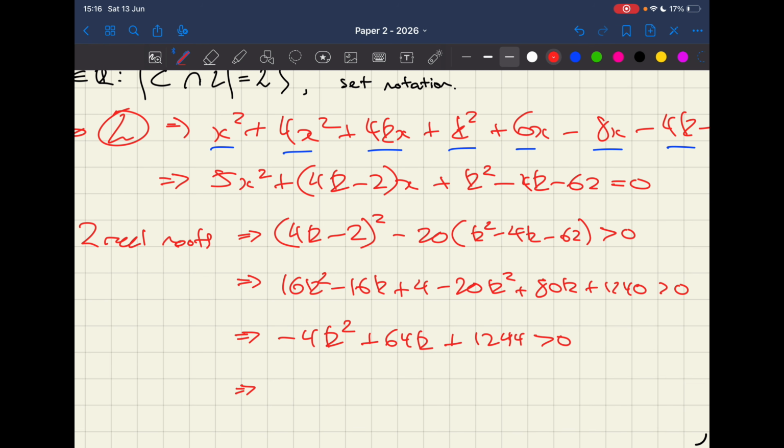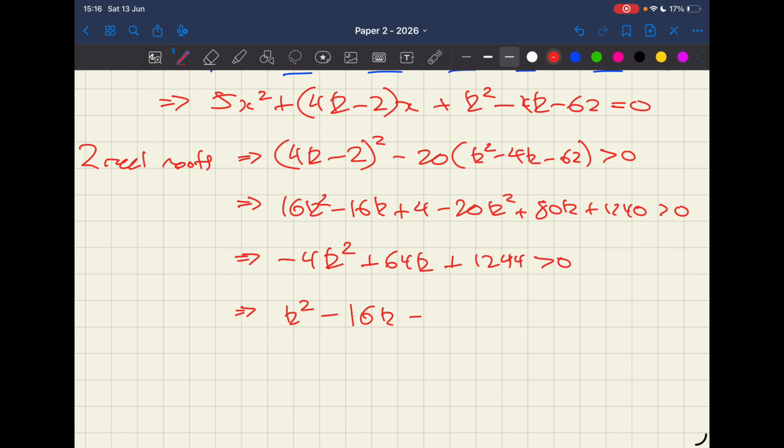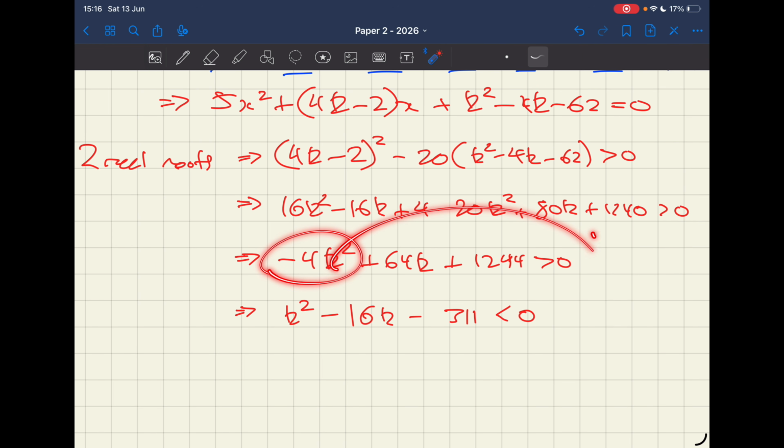Bigger than 0. Let's do the opposite and move this over then. So I'm going to have k squared. I'll divide by 4 at the same time. K squared minus 16k, take away whatever this number is divided by 4: 311. And we want that now to be negative, less than 0, because it was this side and we've taken it over to the other side.